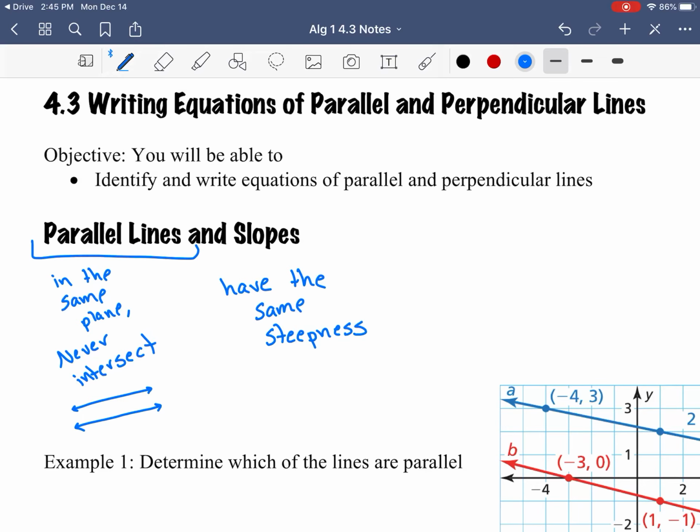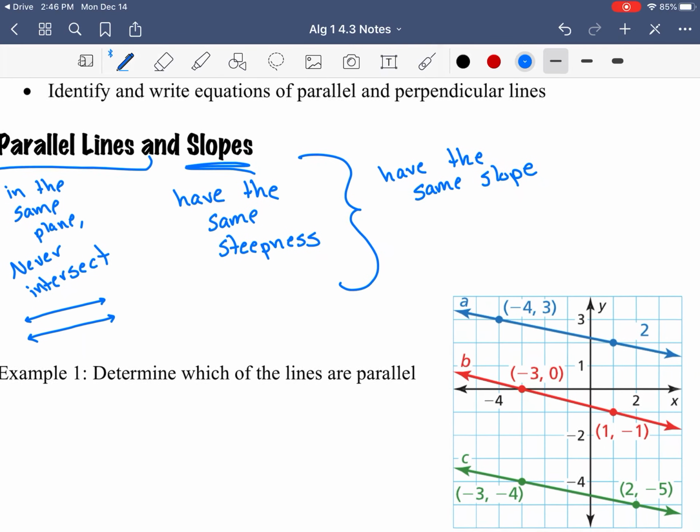Parallel lines have the same steepness. So however steep one line is, all the lines parallel to it are just as steep. So since they have the same steepness and slope is a measurement of steepness, then parallel lines have the same slope. So to determine whether two lines are exactly parallel, if you find their slopes and their slopes are the same, then you know they're parallel.